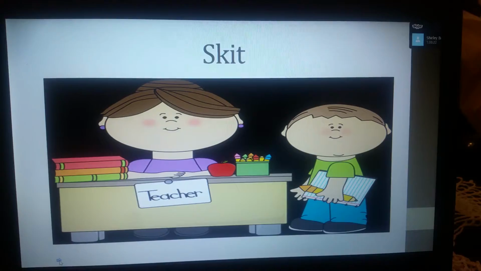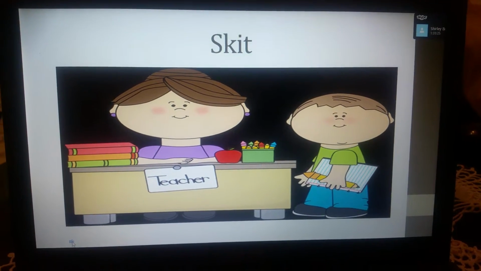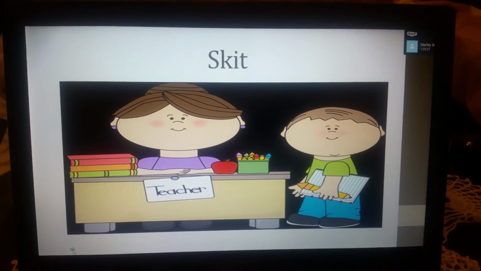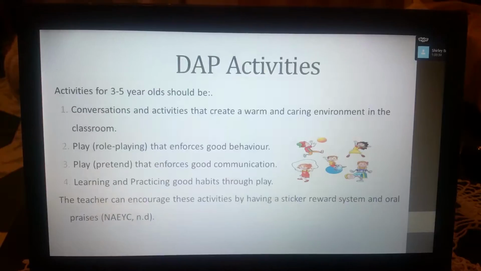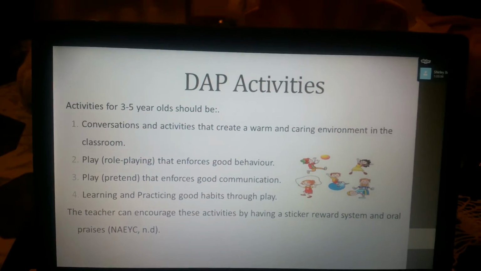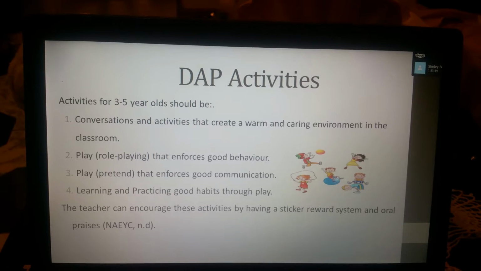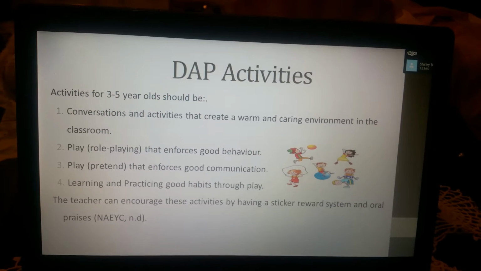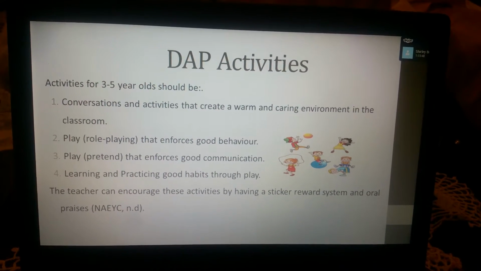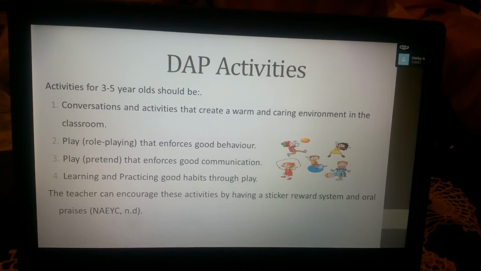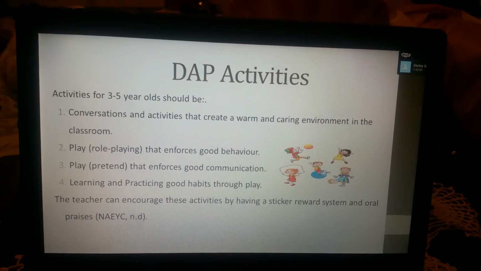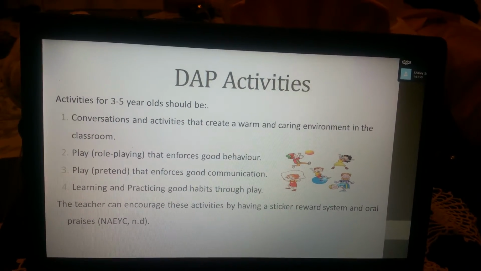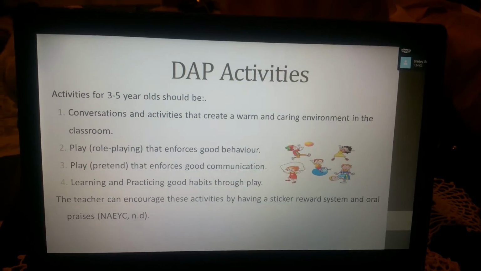The next day. In fact, here are a few developmentally appropriate activities the teacher can use to foster a good relationship standard in the classroom. Activities for 3 to 5-year-olds could be conversations and activities that create a warm and caring environment in the classroom, role-playing that enforces good behavior, pretend play that enforces good communication, learning and practicing good habits through play, and the teacher can encourage these activities by having a reward system or giving oral praises.